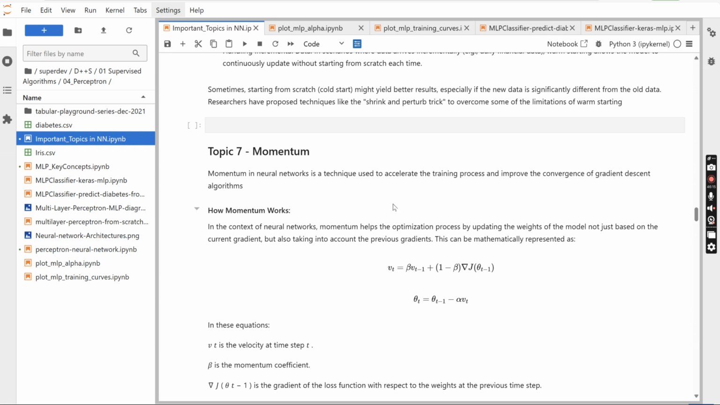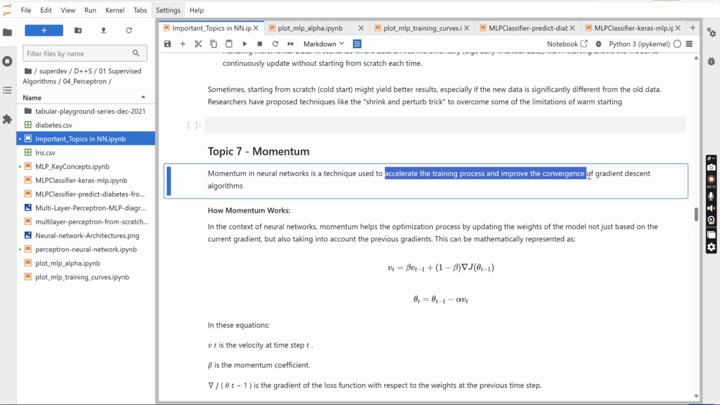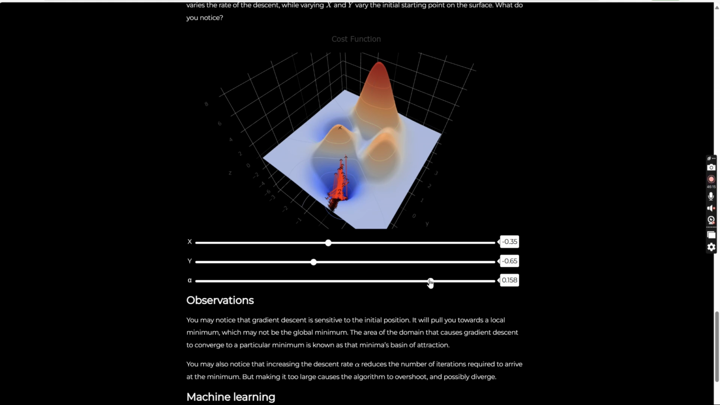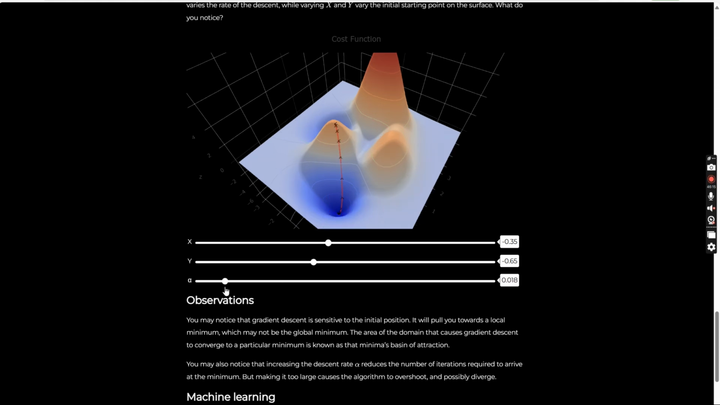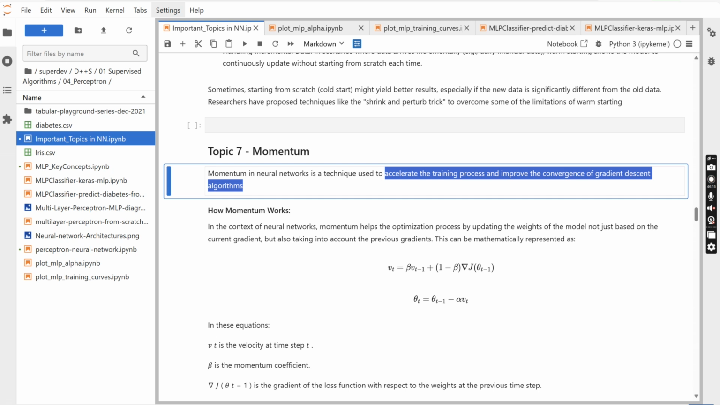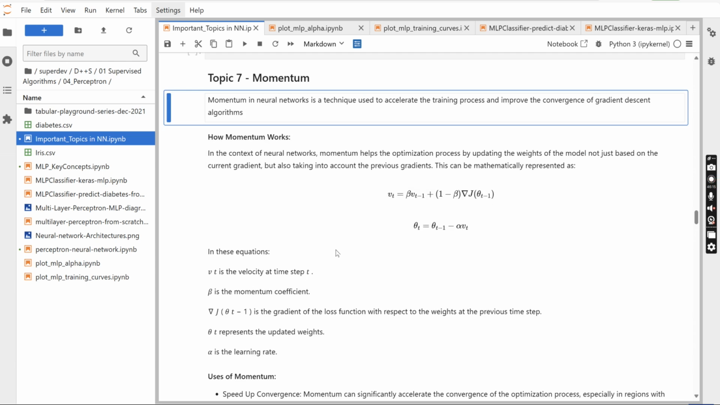Next is momentum. Momentum we talked about above. What momentum does is, it's just a technique to accelerate the training process. We want to improve the convergence of the gradient descent algorithms. We want to go from the top to the bottom very very quickly. That is where momentum comes in. It's a technique, and what it does is very very simple.